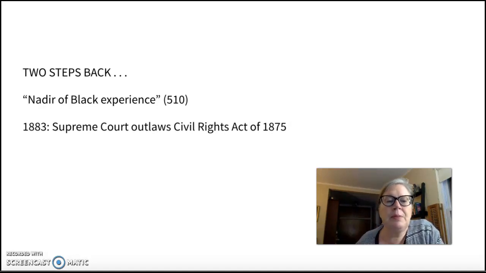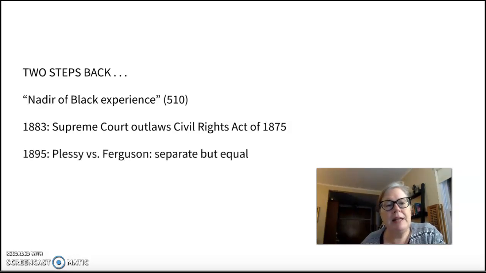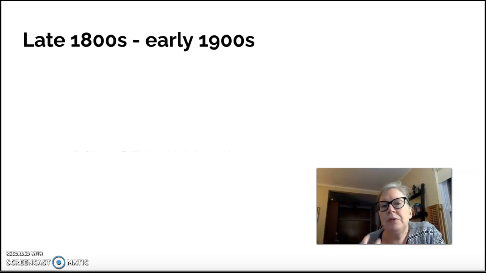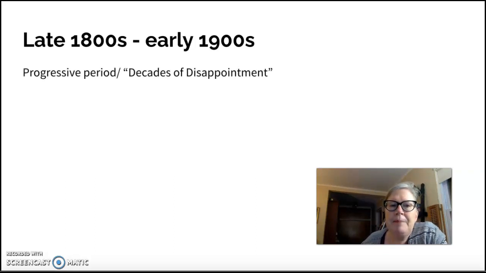In 1883, the Supreme Court struck down the Civil Rights Act that was passed in 1875. In 1895, the Plessy versus Ferguson Supreme Court ruling held that segregation was legal. So there is a lot happening in this very short period of time, a lot of upheaval. And then right after Reconstruction, in the late 1800s into the early 1900s, we get what some historians consider a progressive period, but also decades of disappointment, as our book says.